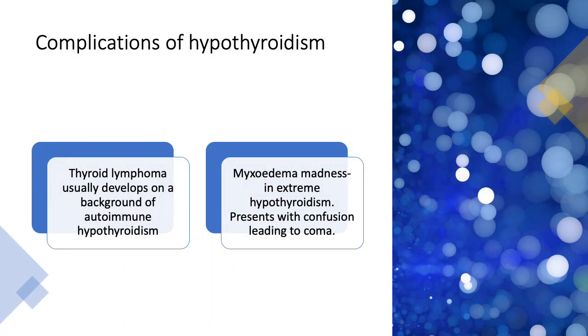There are complications that occur in hypothyroidism. Such complications are thyroid lymphomas and myxedema madness. Thyroid lymphomas usually arise from the glands which are related to autoimmune hypothyroidism. And the other condition, that is myxedema madness, occurs in extreme hypothyroidism, and it can present with confusion leading to coma.